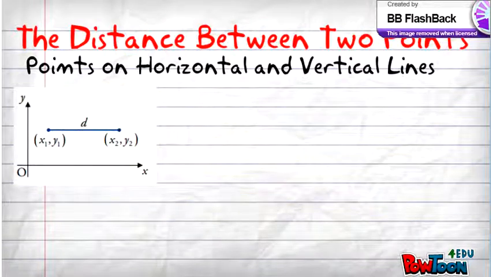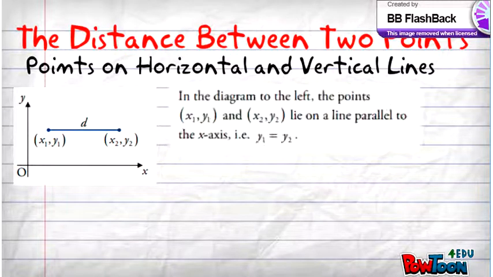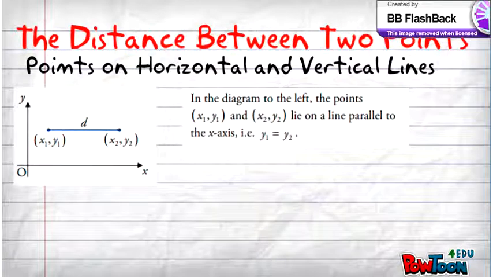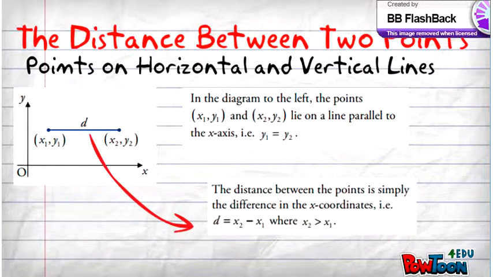So let's begin by looking at this graph here, where we have a line between 2 points x1, y1, x2, y2, and the line is parallel to the x-axis. So it's parallel to the x-axis, y1 equals y2, and hopefully it's straightforward enough to see that the distance between those 2 points is just the difference in the x-axis. So distance is just x2 minus x1.